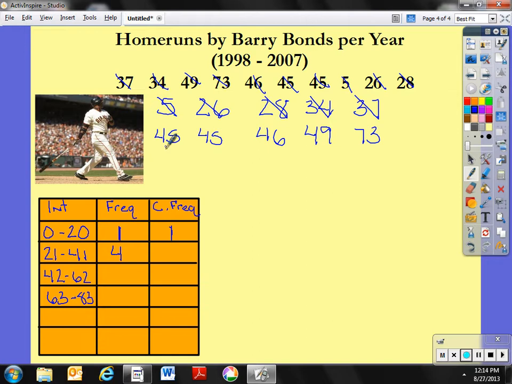Now the cumulative frequency is how many times altogether we have added here. How many numbers have I added altogether? I have 1, 2, 3, 4, 5. So the cumulative frequency now is 5. What I do is I just count how many pieces of data I've already used in the data set so far. That's the cumulative, how much altogether I've used.